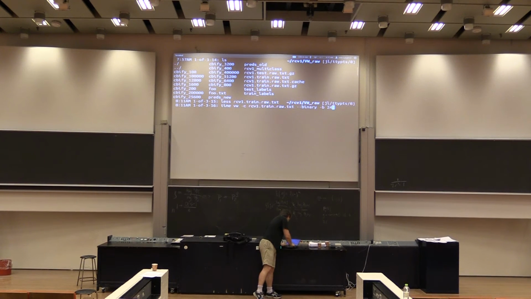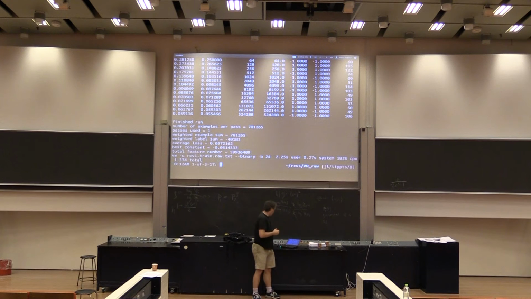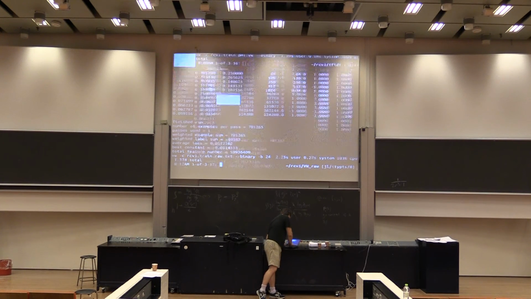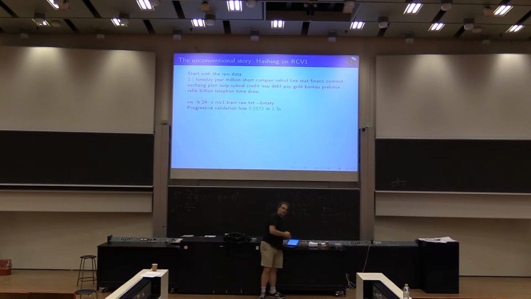So if we do that, we can train. It takes slightly longer. It takes 1.3 seconds. And our error rate is a little bit worse. We get to about 5.76%. So are there questions about this?